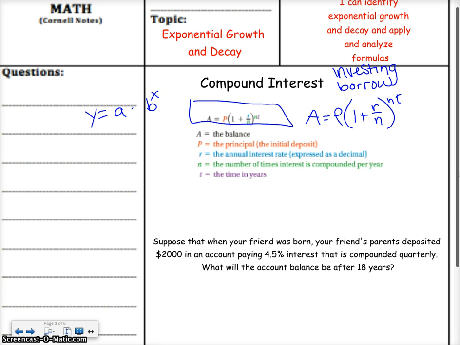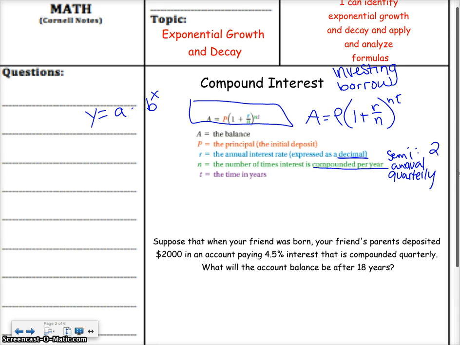A is your balance at any given time. P is the principal, your initial amount. R is your interest rate as a decimal. Turn everything to a decimal today. N is the number of times interest is compounded. You do need to know these vocab words. You can do semi-annual, annual, or quarterly. Those are the most common vocab words for compounds in finances.